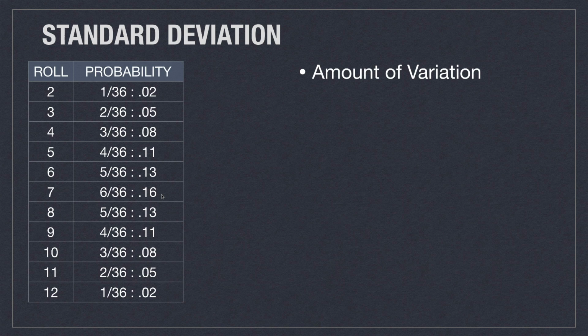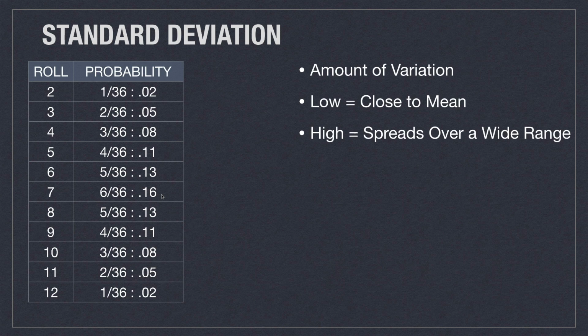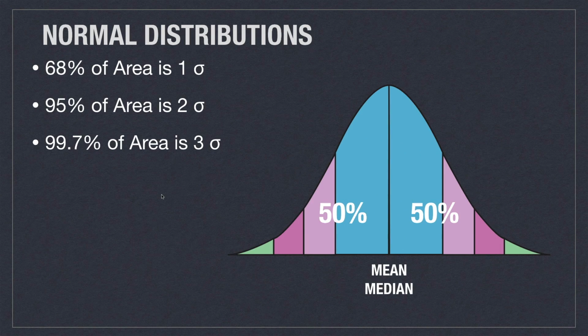Now, the standard deviation is going to be a measure of the amount of variation. And if that number is low, it means it is close to the mean average. If, however, it is high, that means it is going to be spread over a very large or wide range. And to find it, you just take the square root of the variance, which in this situation would work out to 2.419.